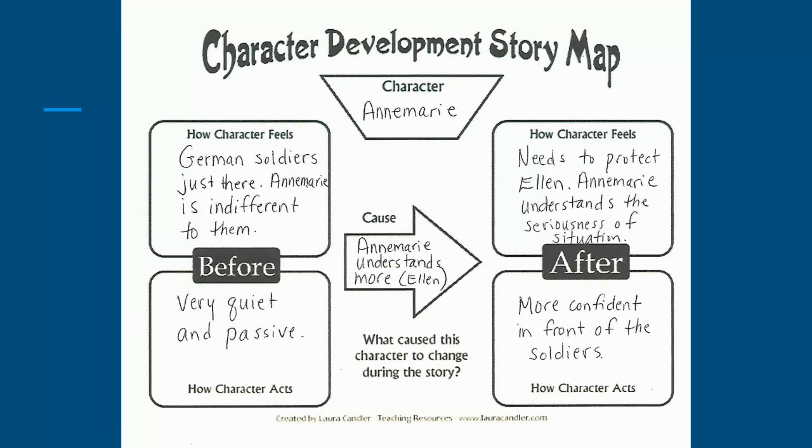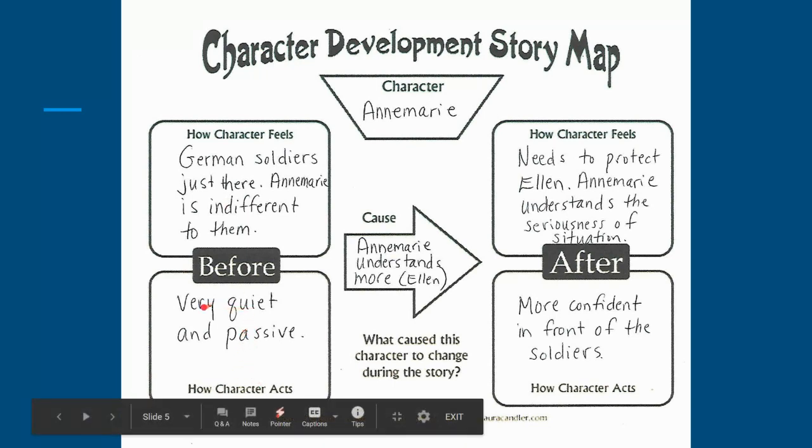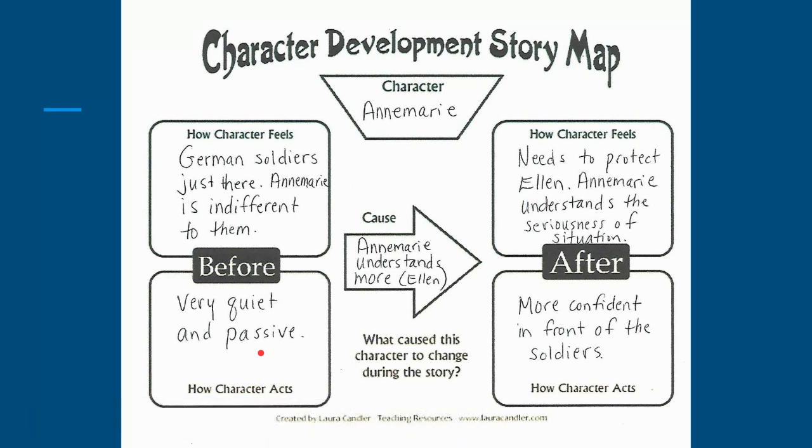I did this from Number the Stars, obviously. Here's Anna Marie. Here's what I think about Anna Marie near the beginning of the story. How does she feel? Well, in that very first chapter, it's kind of like the German soldiers are just there. It's kind of a way of life almost for Anna Marie, and she's kind of indifferent to them. Indifferent means they're just kind of there and she doesn't seem to care a whole lot. She is very quiet and passive. Passive means you don't really say much.